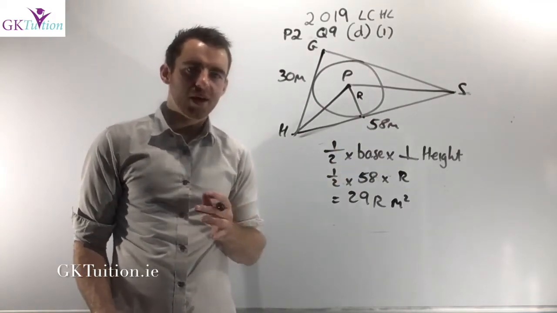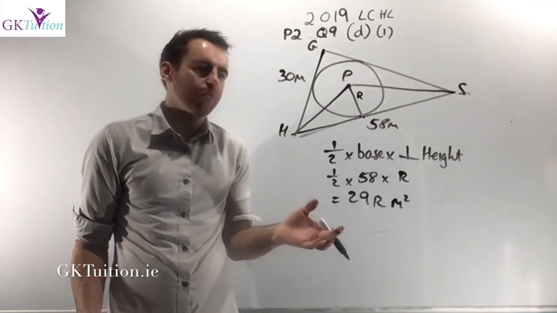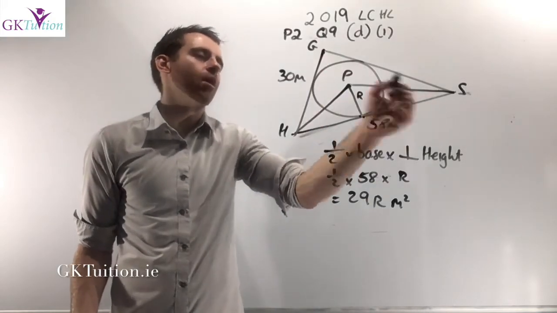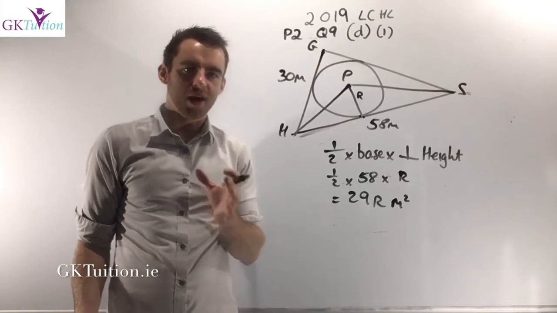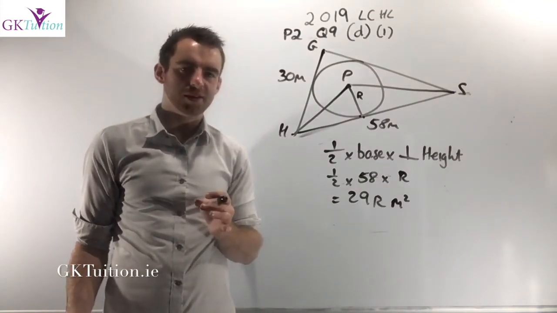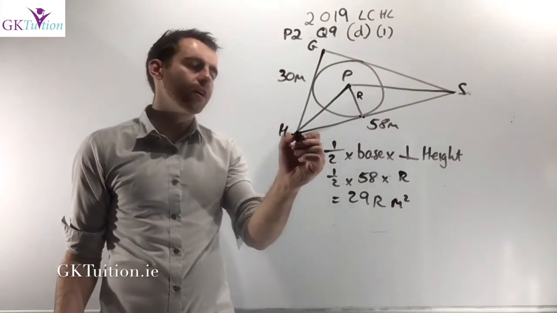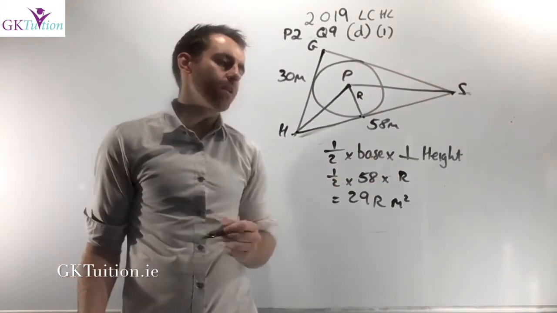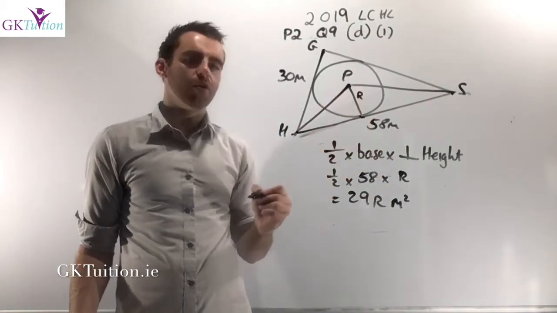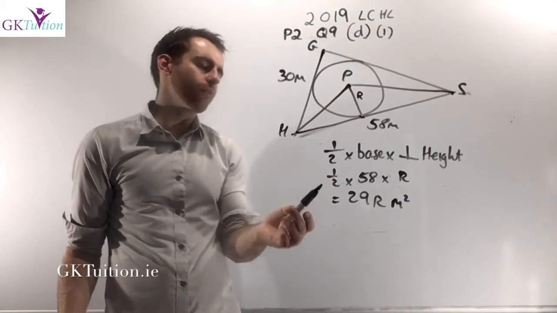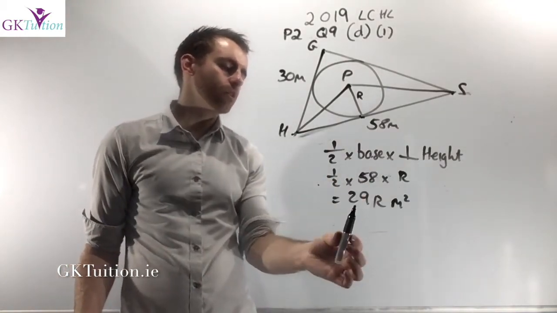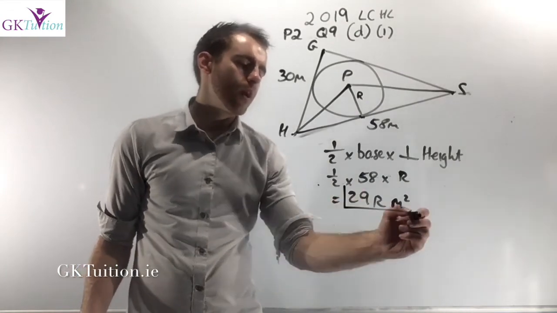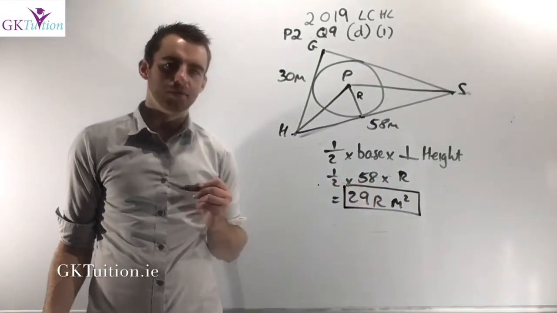In part C, I wasn't able to find the perpendicular height. I didn't know what the perpendicular height of GHS was, so I couldn't use this formula. I had to use the harder one, which was a half AB sine C. But in this case, it's far, far easier. The base is 58 meters. The perpendicular height is OR, which means if I just sub into my formula, it's a half by 58 by OR. Half of 58 gives me 29 OR meters squared. And that's your final answer for D part 1.